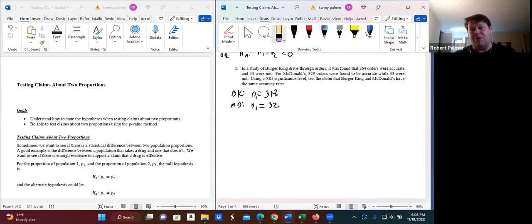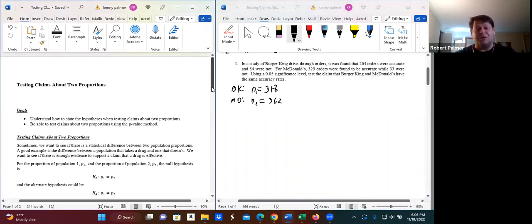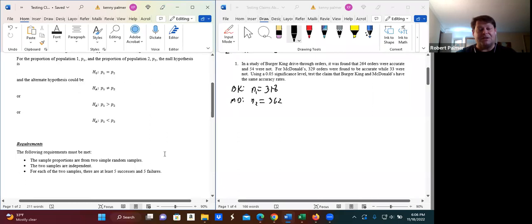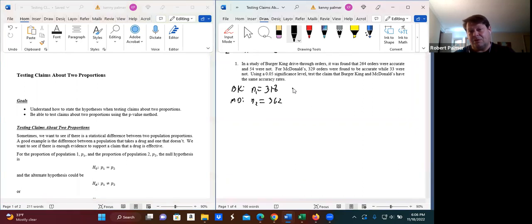We can see right away that in both cases, assuming these are independent, which they are, they're random, this meets the requirements we mentioned, at least 5 successes and 5 failures. Now, it doesn't actually give us the proportions, the p-hat 1, but we can find that.